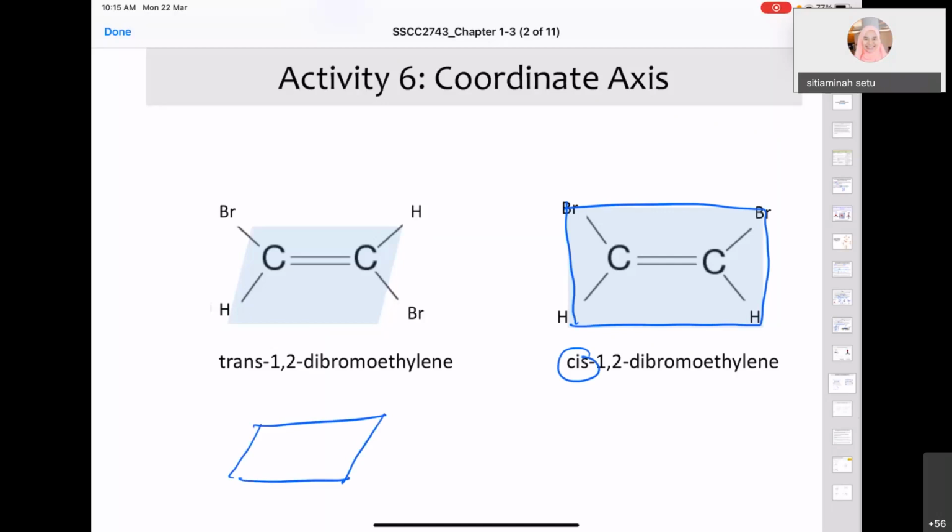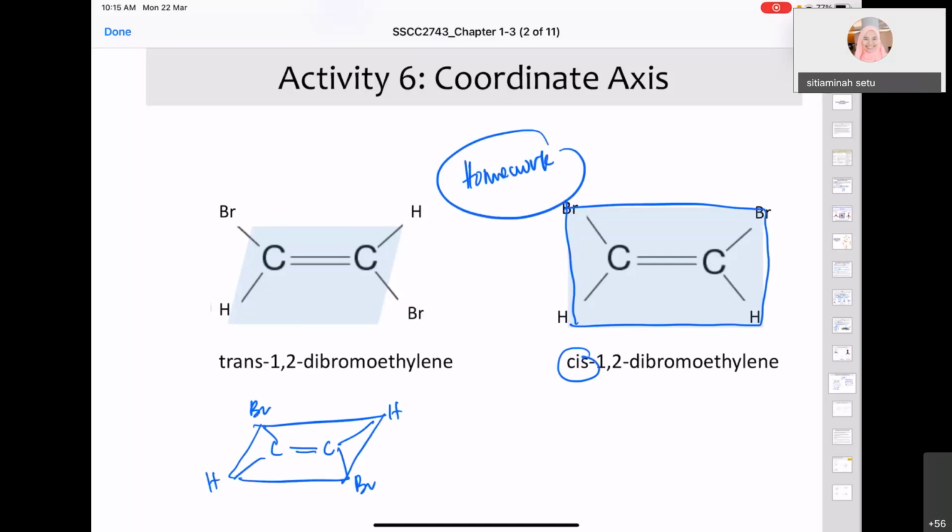Okay, so kat sini ada Br, H, ada C, double bond C. This one is H, Br. Okay, cuba tentukan dia punya XY axis. So ini you punya homework. Dah banyak belum homework? Okay, homework.